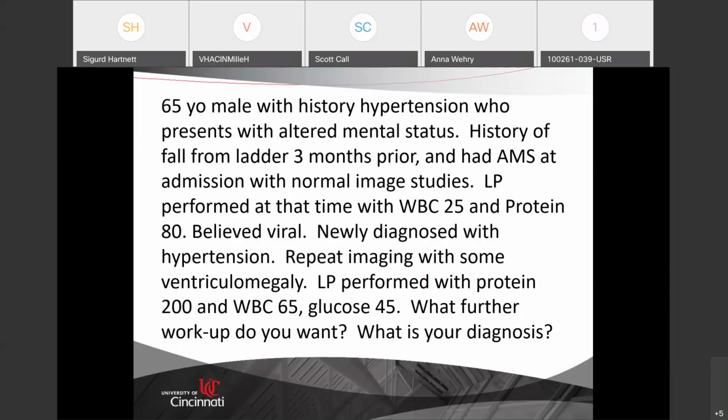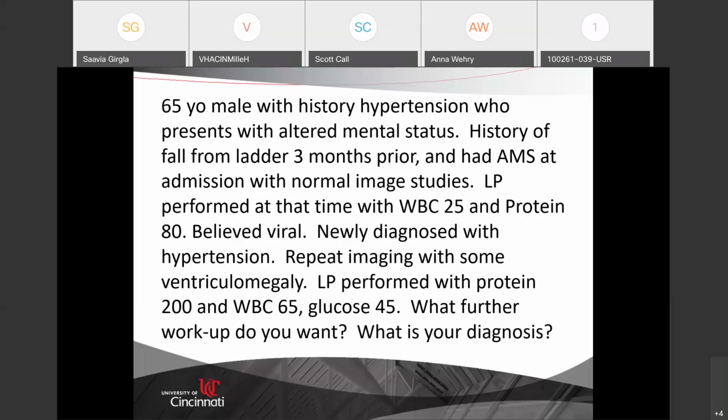I have a 65-year-old with history of hypertension presenting with altered mental status. He fell off a ladder 3 months before, and had some altered mental status during his hospitalization, and had an LP performed at that time, which showed a white blood cell count of 25 and a protein of [unclear]. It was believed to be viral. Repeat imaging, so he came in with this altered mental status, showed some ventriculomegaly, and that's his lumbar puncture that you guys can see.